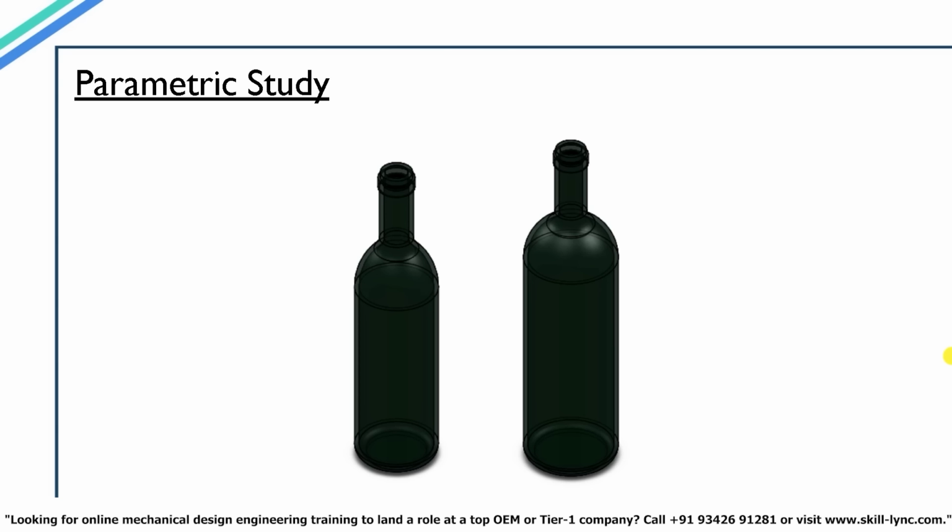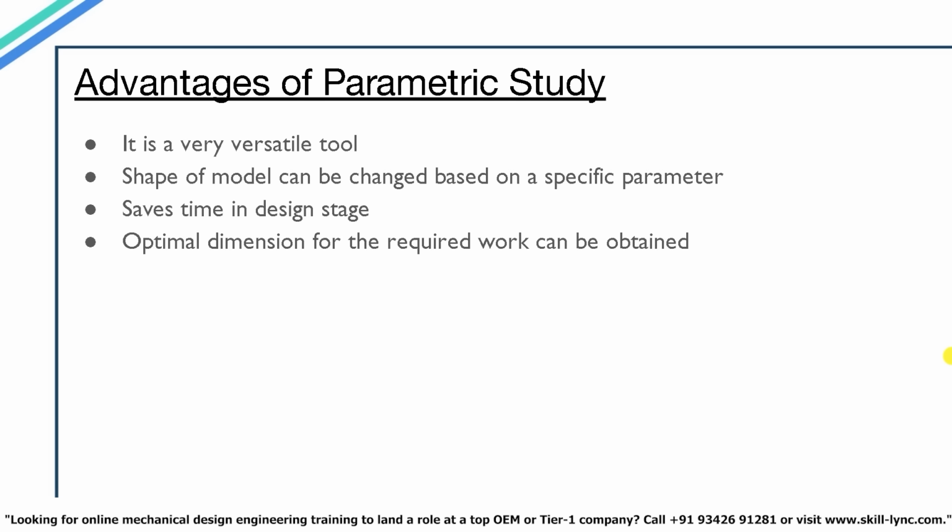Here we can fix the required parameters like diameter, thickness of the material, shape, etc. and vary the total height of the bottle to arrive at the required capacity with minimal changes in the dimensions and shape. Because of the flexibility to change the parameters of components, parametric study can be a very versatile tool.